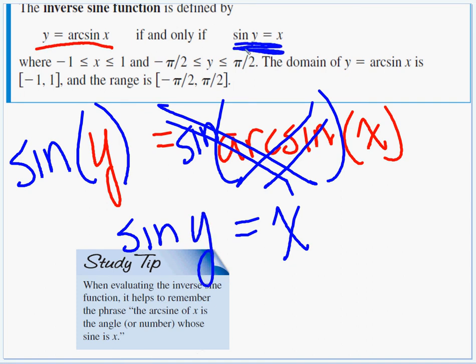I'm underlining in blue. So y equals arcsine x if and only if the sine of y is equal to x. X must be a number between 1 and -1. Y must be an angle between positive and negative 0.5 pi. The domain of y equals arcsine is -1 to 1. The range is -0.5 pi to +0.5 pi.